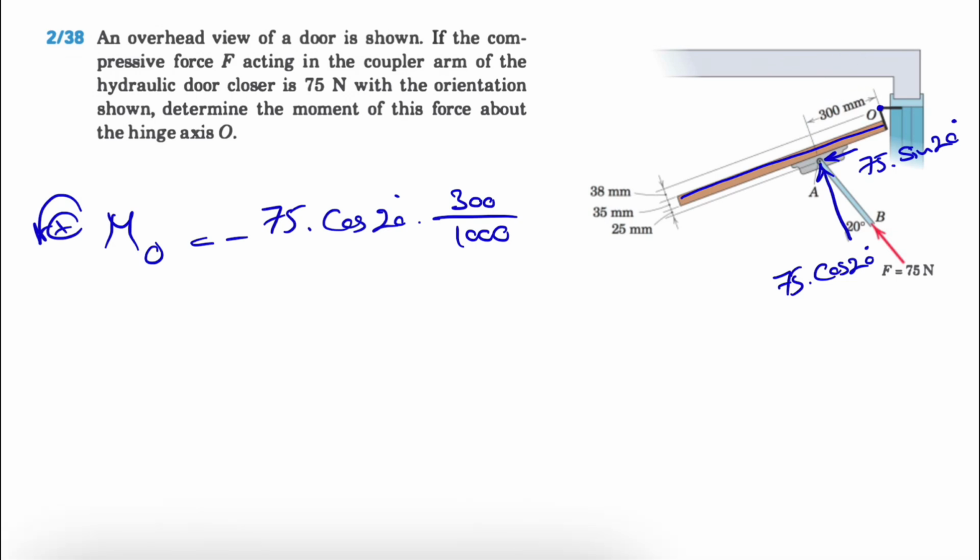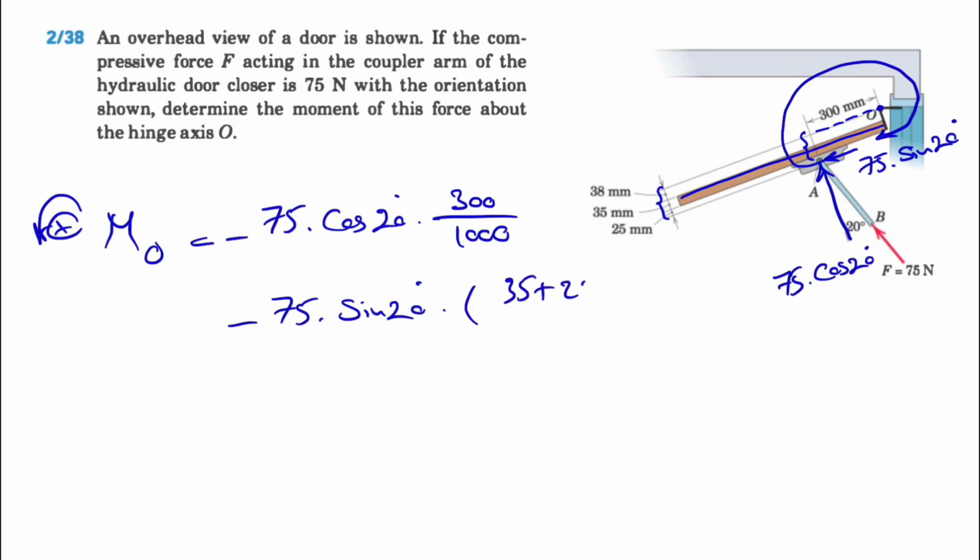If we want to go with the moment of the parallel one, it's this force and this will be the moment. Again, as we can see, it is a clockwise moment. This time we have 75 times sine of 20 degrees, and the distance is the vertical distance, which from the question we know is here: 35 plus 25 plus 38. All of these are in millimeter, so we divide by 1000 to get it in meter.